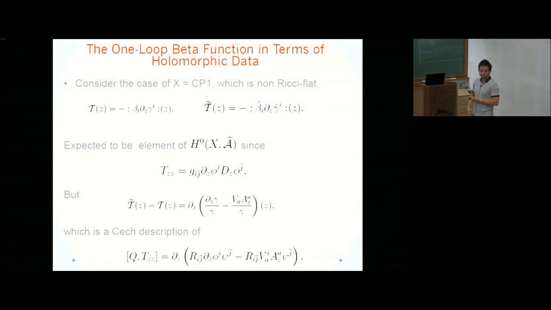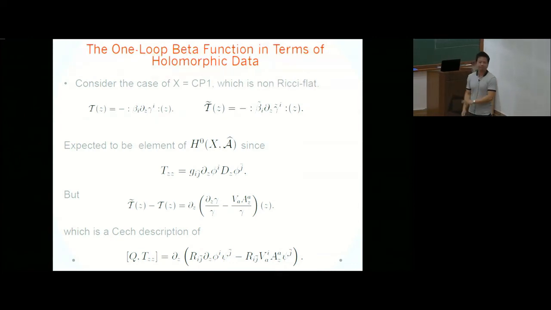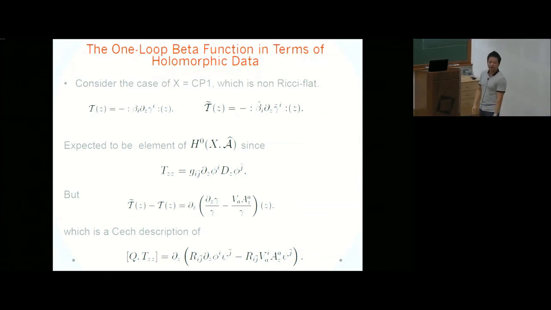On this slide, Z is a coordinate on X, or? No, it's on the Riemann surface. It's always the Riemann surface. Oh, and when you said the global sigma model, global as in all of X?